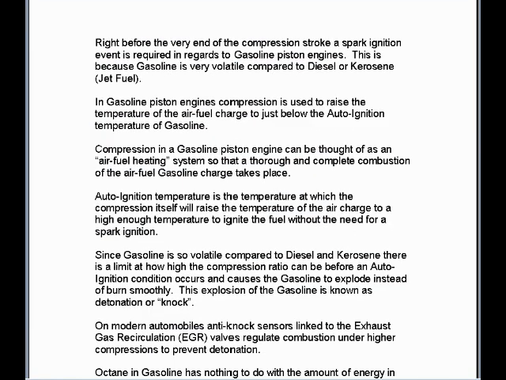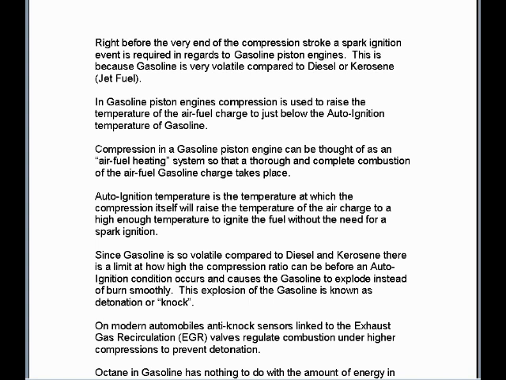Right before the very end of the compression stroke, a spark ignition event is required in regards to gasoline piston engines. This is because gasoline is a very volatile fuel compared to diesel or kerosene jet fuel. In gasoline piston engines, compression is used to raise the temperature of the air-fuel charge to just below auto-ignition temperature of gasoline. Compression in gasoline piston engines can be thought of as an air-fuel heating system so that a thorough and complete combustion of the air-fuel gasoline charge takes place.